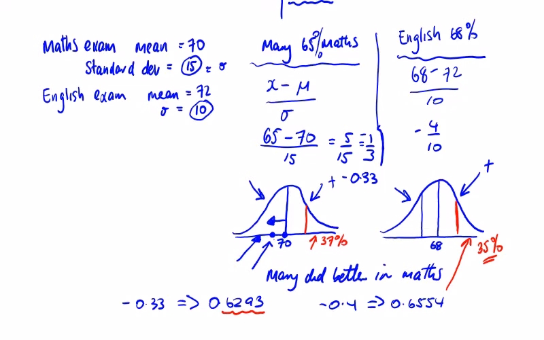So if we turn them around to the left, we can say that in this area here, Mary did better than 37% of the students. And if we turn this one around onto this side, we can say that Mary did better than 35% of the students in English. So clearly, she was better at maths in this case.